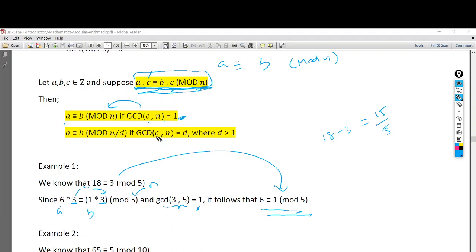But if the GCD is not 1, rather a different value, then we can't say that A is congruent to B mod n. Then we can say only A is congruent to B mod n divided by D, right? So here in this case it happened to be 1. Therefore we get a different expression, saying 6 is congruent to 1 mod 5. Okay, now let's take an example where the GCD is not going to be 1, rather it is going to have a different positive value.